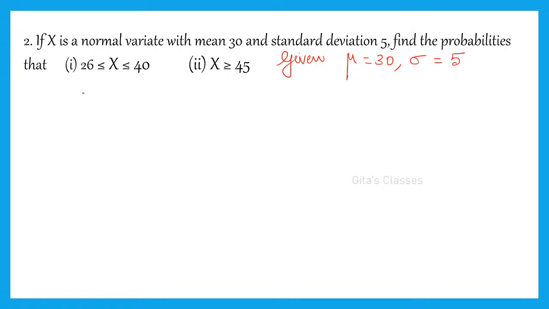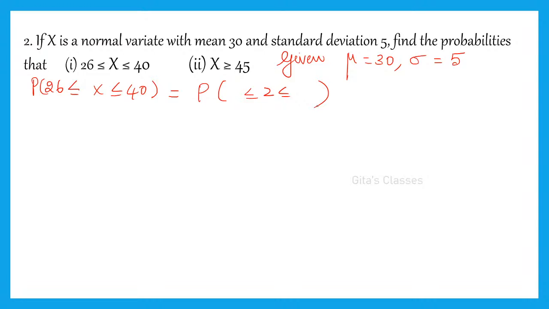So here probability is asked. Probability of 26 less than or equal to x less than or equal to 40 is equal to. Now you convert it into z. Tell me the values of z, minus 0.8 and 2.